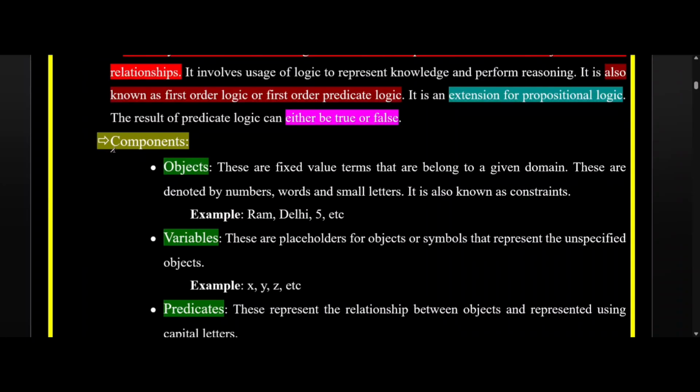Predicate logic has some key components, like objects. Objects are fixed value terms that belong to a given domain. These are denoted by numbers, words, and small letters. Objects are also known as constants. For example, Ram, Delhi, Phi, etc. All these are objects and are also known as constants. The next component is variables. These are placeholders for objects, or symbols that represent the unspecified objects. For example, x, y, z, etc.